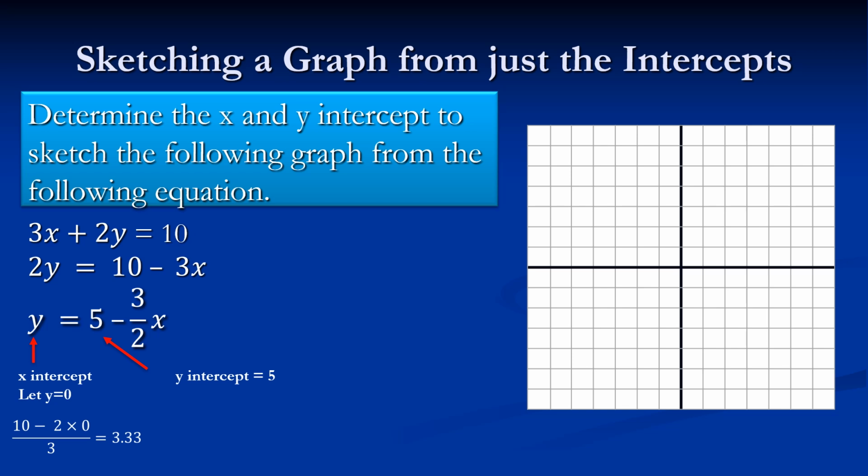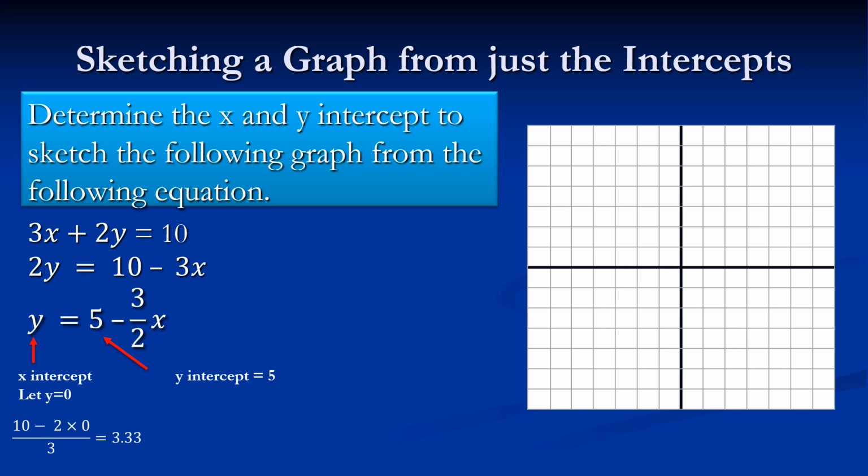Now, if we want to sketch a graph from just the intercepts, so all we're doing here is 2 points at the moment. So we've got our equation written a little bit differently here. We said 3x plus 2y equals 10. So you can see I've just put the x and the y values on one side of the equation and the constant on the other.